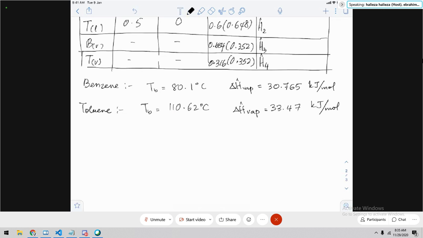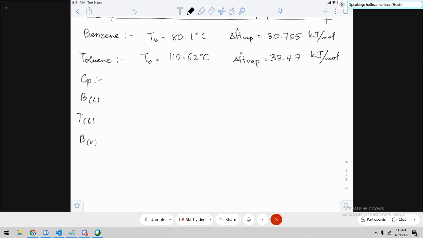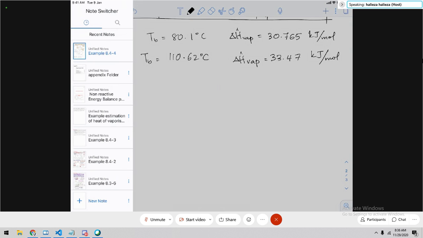Now, what we need to do is we're going to get the CPs, the heat capacity. We're going to get the heat capacity for benzene liquid, toluene liquid, and then benzene vapor and toluene vapor. We need these values because we're going to do the integration when there is a change in temperature. Okay, so for benzene, liquid benzene, the CP will be for all the CPs.